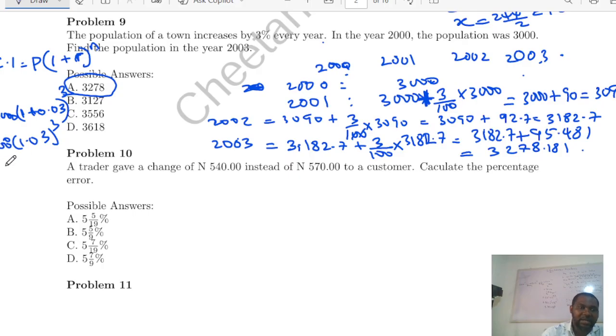Yeah, we got the same answer, 3278.181. You see, so maths is universal. I used the crude method and I got the same answer. I used the compound interest method and I got the same answer. Can you see that? Okay, so please let's remember this. This is actually quite tedious.